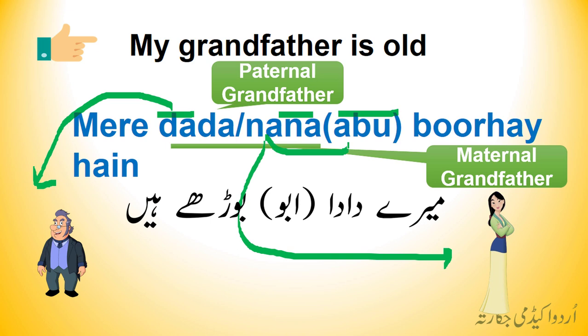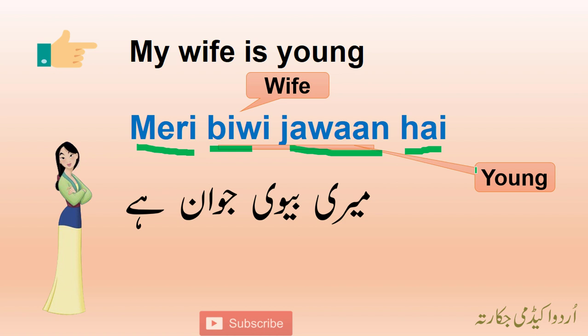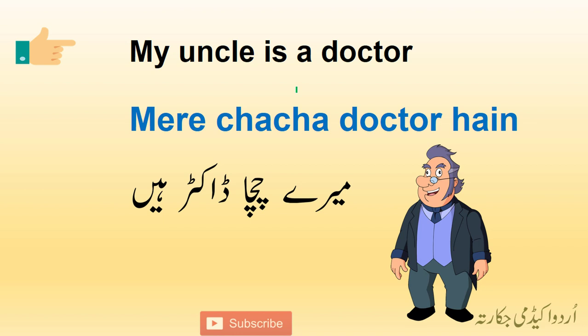Okay, next we have my wife is young. Meri biwi jawan hai. Repeat with me, meri biwi jawan hai. Biwi mean wife and jawan mean young. I don't have a husband. Mera shohar nahi hai. Repeat with me, mera shohar nahi hai. Shohar mean husband.